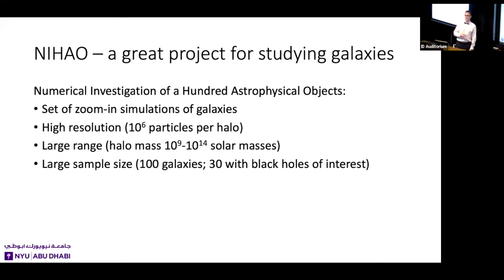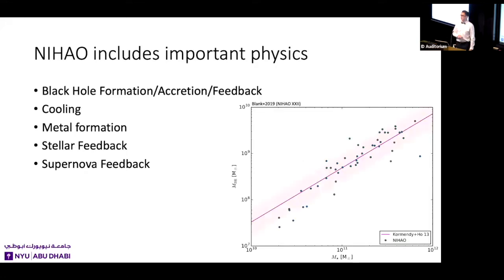And the cool thing is, what is not usually done, because those galaxies can merge, we have realistic morphology of galaxies at the time of merger of black holes, which means that we don't have the ideally spherical potential which is very often used in studies of recoiling black holes. And right, we have important physics. Before I worked in the group, we had black hole formation, accretion, and feedback. We had cooling, metal formation, stellar feedback, and supernova feedback.